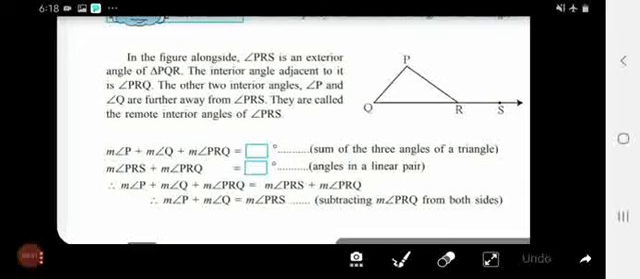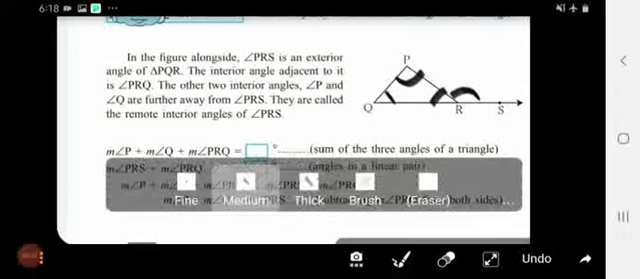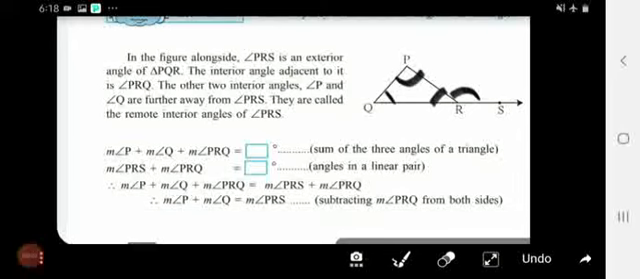For example, consider this triangle. For this triangle, the interior angles are P, Q and R. And the exterior angle is this one, PRS. So according to this statement, we can say the measure of angle PRS is equal to the measure of angle P plus the measure of angle Q.